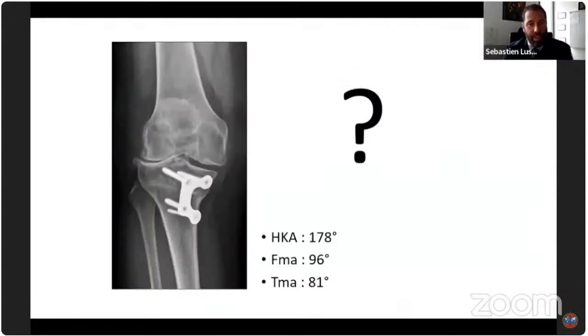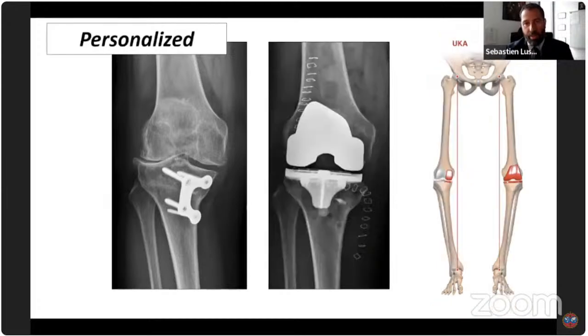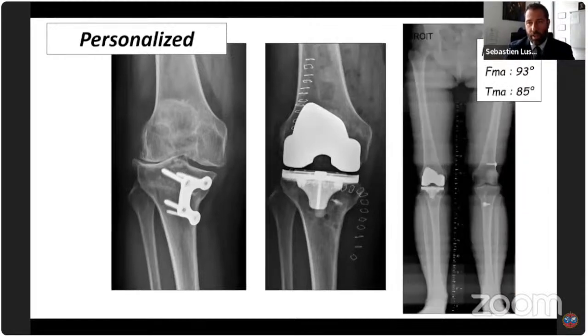So this is the case. So how do you address this? Do you go systematic like this? This is probably what all of us have been doing when we were trainees and at the beginning of our career. And now, with more personalized, we try to maintain the joint line obliquity, just like here. And you can see these numbers are different from the guidelines from mechanical alignment philosophy, but you stay in a safe zone and you can maintain some of the native anatomy.